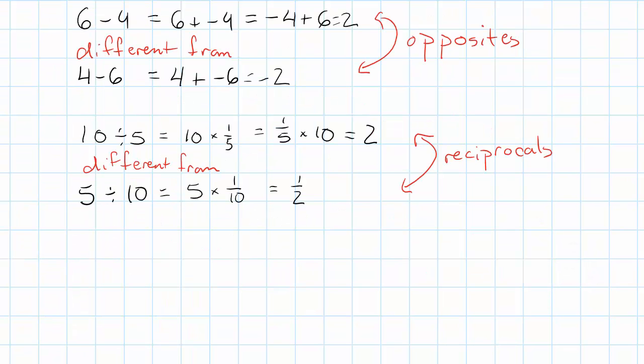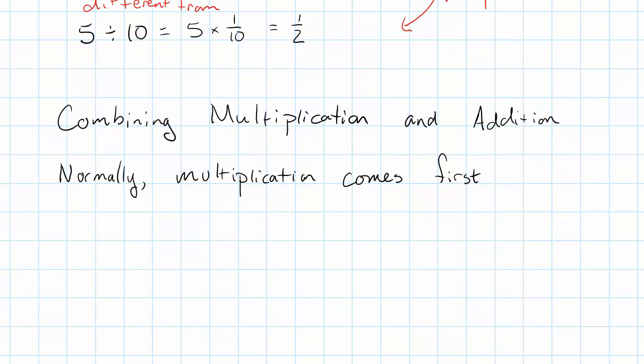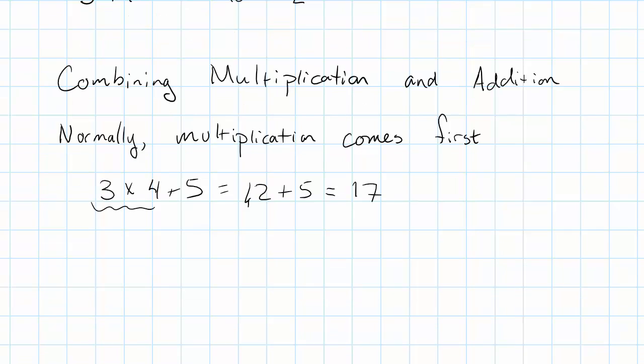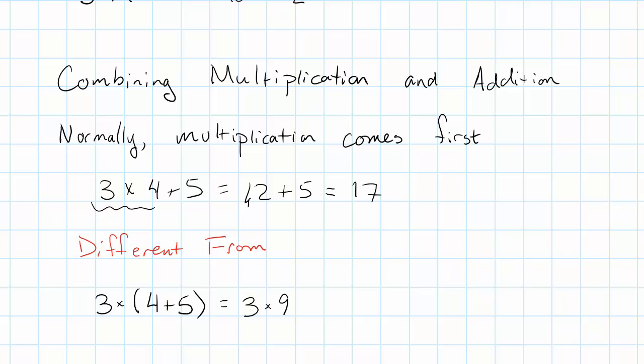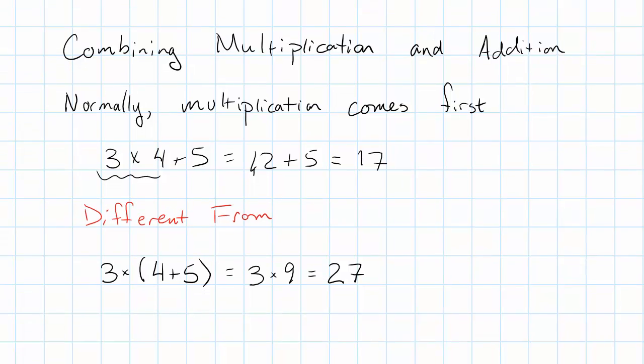Now, the last important property that numbers have in arithmetic comes when you want to combine multiplication with addition. Normally when you combine multiplication with addition, you do multiplication first. So if we have, for example, 3 times 4 plus 5, we'll work out 3 times 4 is 12, add in the 5 and it's 17. No problem. If we want the addition to come first, we use parentheses. 3 times 4 plus 5 is different from 3 times (4 plus 5). This will be 3 times 9, which is 27.